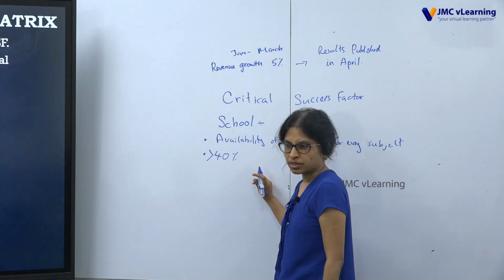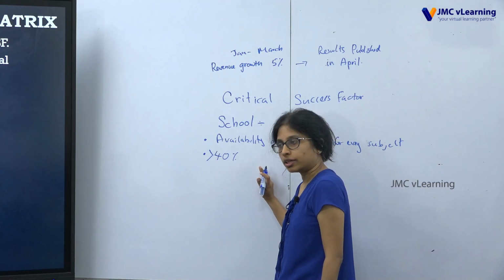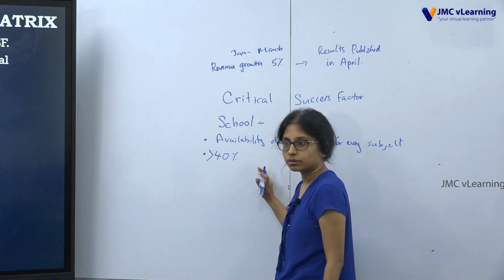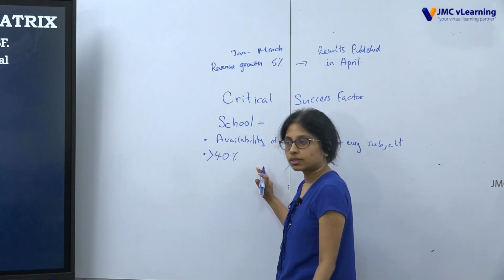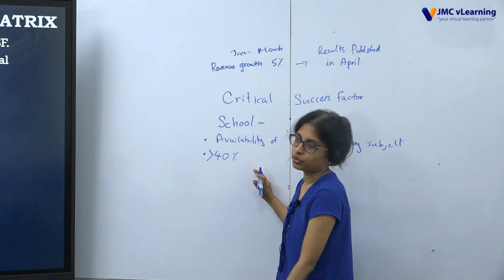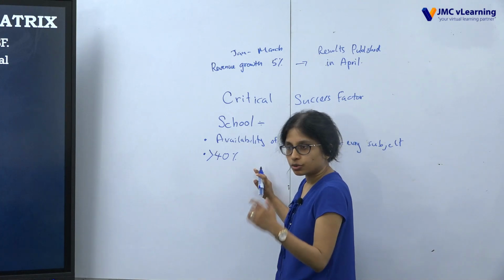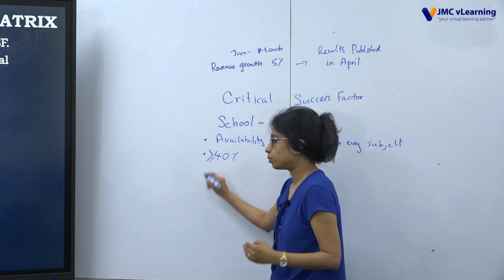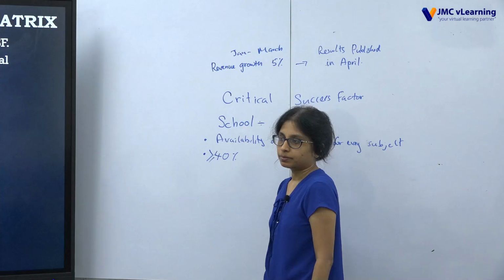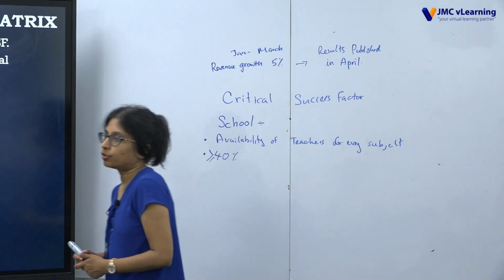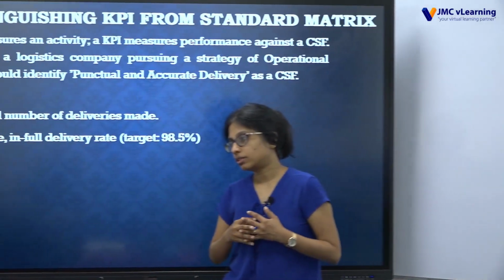You can't go 100%, it's unrealistic, no? You can't go 80%, from 30% you can't go to 80, no? From 30 you have to increase to 40. So it has to be 40 or more. That is called a KPI. That is how you do that.